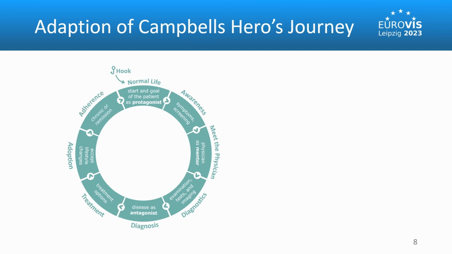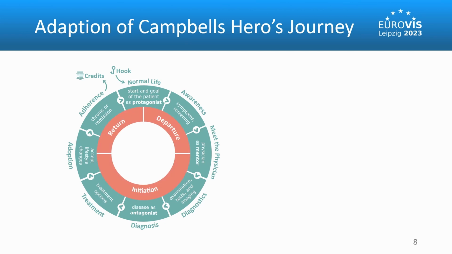In the end, after adherence to treatment and lifestyle changes, a disease might become chronic or show remission. We end by showing credits to inform the users who created the story. Campbell's hero's journey is arranged in a circle because the overall goal of the protagonist is to return to their normal life. These stages are divided into 3 acts.